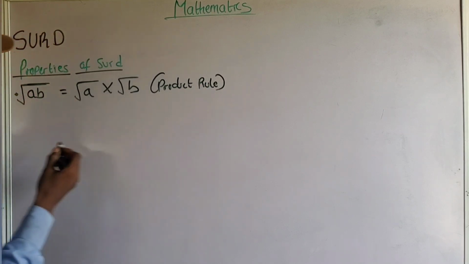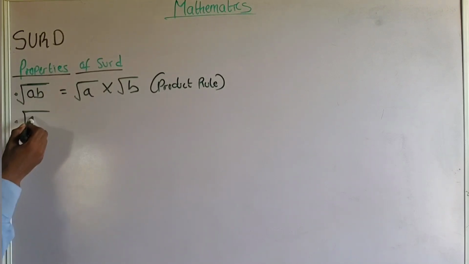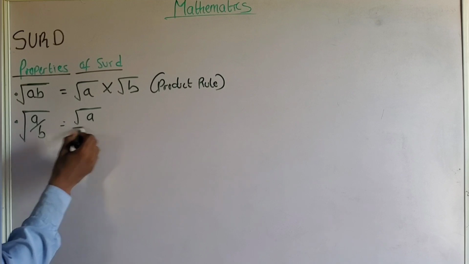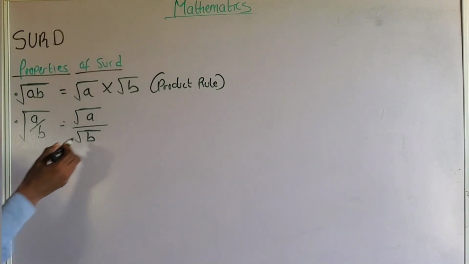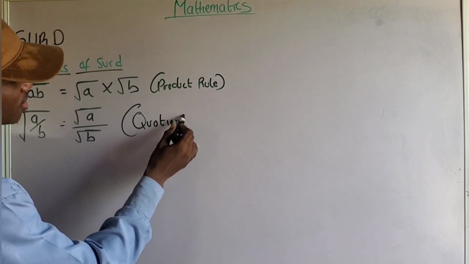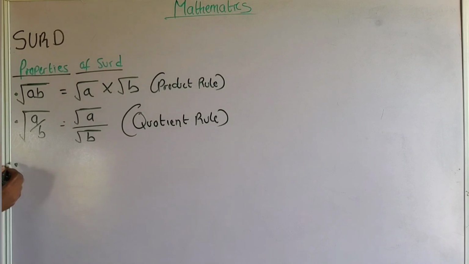Now, another important property or rule that we're going to talk about is the quotient rule. Don't forget, quotient means division. So when we have two surds that are dividing each other, maybe the root of A over B, it can be expressed as the root of A divided by the root of B. This one is called the quotient rule.